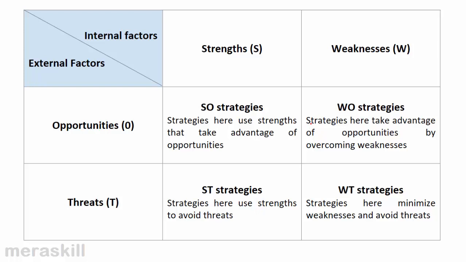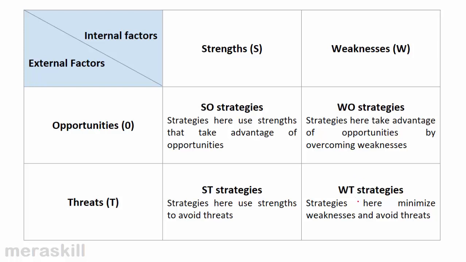Now let's look at the WO strategies. What do you think? That's weakness and opportunity. Strategies here will take advantage of the opportunities by overcoming our weakness. So we see a particular opportunity. Now we know there is this opportunity, so what do we do now? Let us overcome our weakness. Why are we not able to take care of this opportunity? What do we lack? Let us therefore try to overcome that weakness.